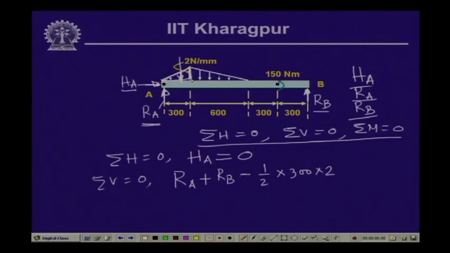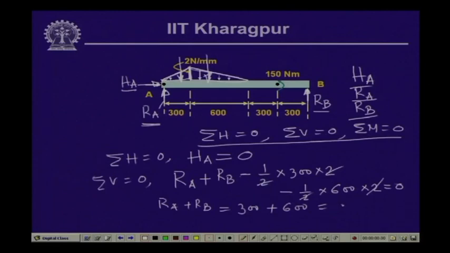Then if we take this particular part of the triangular loading, again this is half into distance 600 millimeter into 2 as the loading, and this loading again is directed downwards. So, this is negative, and this is equal to 0. So, this gives us that R A plus R B is equal to, this 2 gets cancelled, this is 300, plus this 2 gets cancelled, this is 600. So, this is 900 Newton. So, this is equation 1.